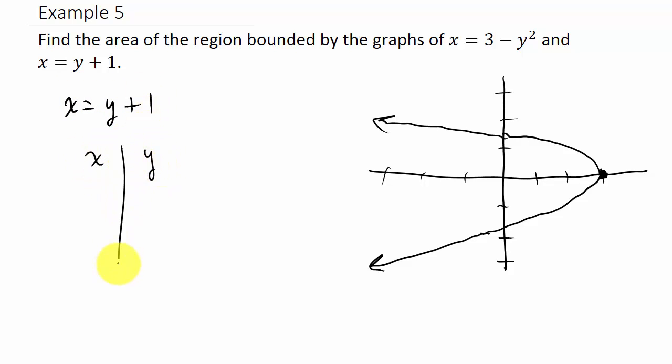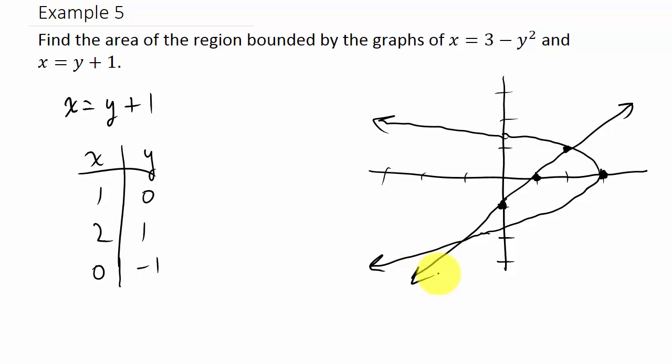Okay, now let's take a look at the graph of the other one, x equals y plus 1. Well, we can simply make an xy table, and if y is 0, x is 1. If y is 1, x is 2. And if y is negative 1, x would be 0. Okay, so if we plot these points, 2, 1, and 0, negative 1, this graph will look something like this. And the area that we're looking for is this one.